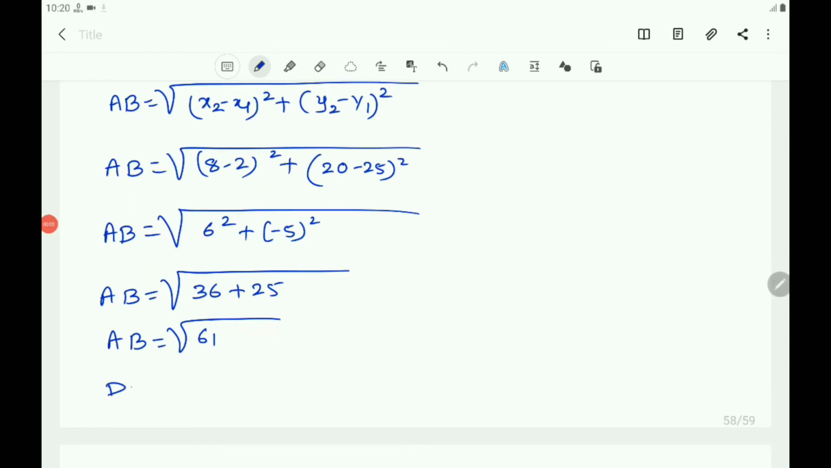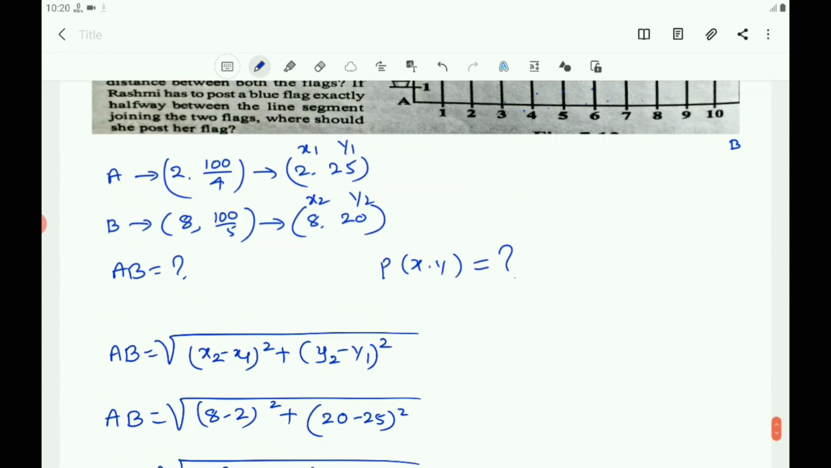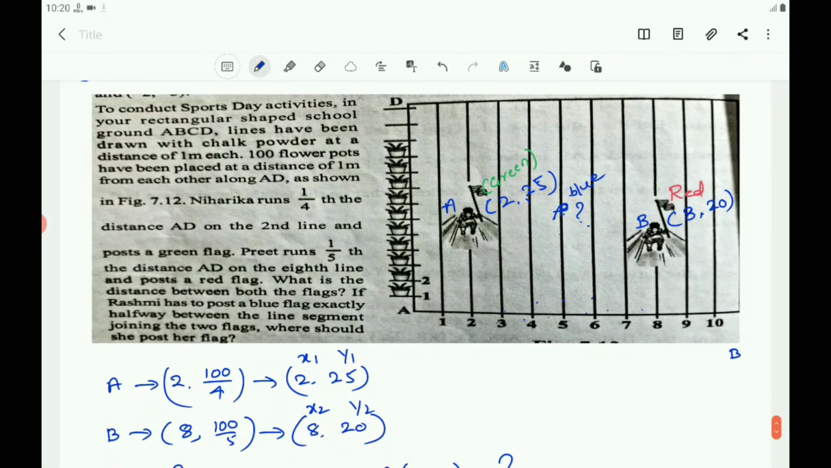Then you write distance between the flags equals how much? Root 61 meter. Root 61 meter. Then you take the next one. So here there is one more flag, that is a blue flag in the midway, the halfway of the path between A and B.